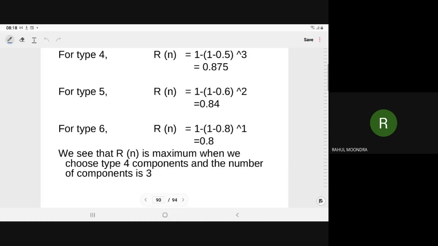So from here you can see the maximum reliability we can achieve. We see that the reliability is maximum when we choose type 4 components, and the number of components will be 3. So here, under some constraint, we are optimizing the number of components depending on the reliability to maximize the reliability.